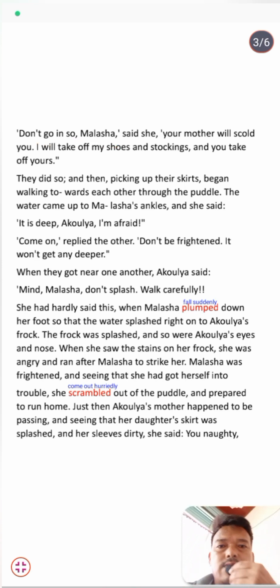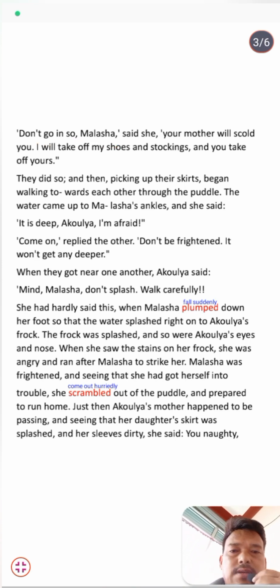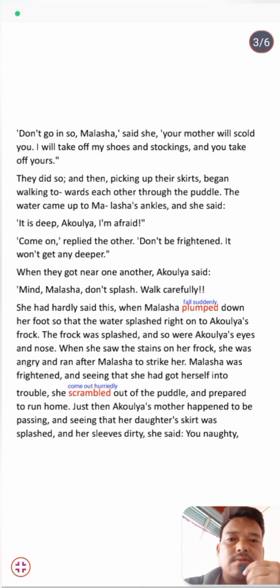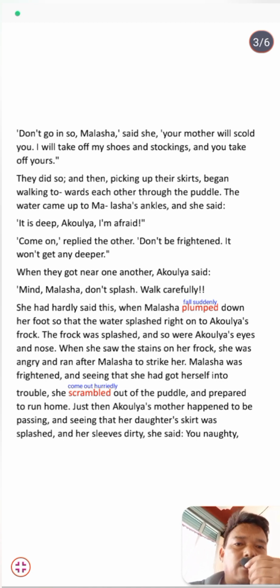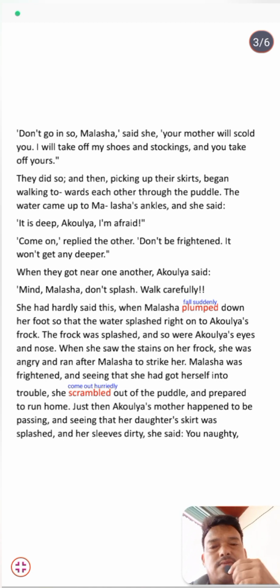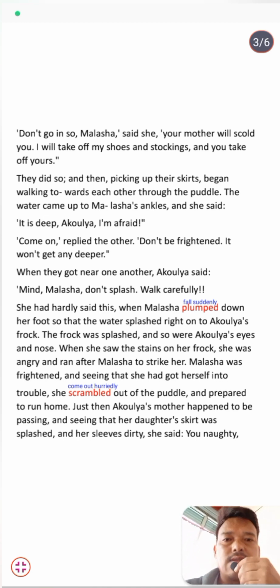"Don't go in so," Malasha said. "See," then she cried to Malasha, "don't go there. Your mother will scold you. You know you will be scolded by your mother, so don't go there. I will take off my shoes and stockings, and you take off yours." And she told her that she would take off her shoes and stockings, and that Malasha should also take off hers.